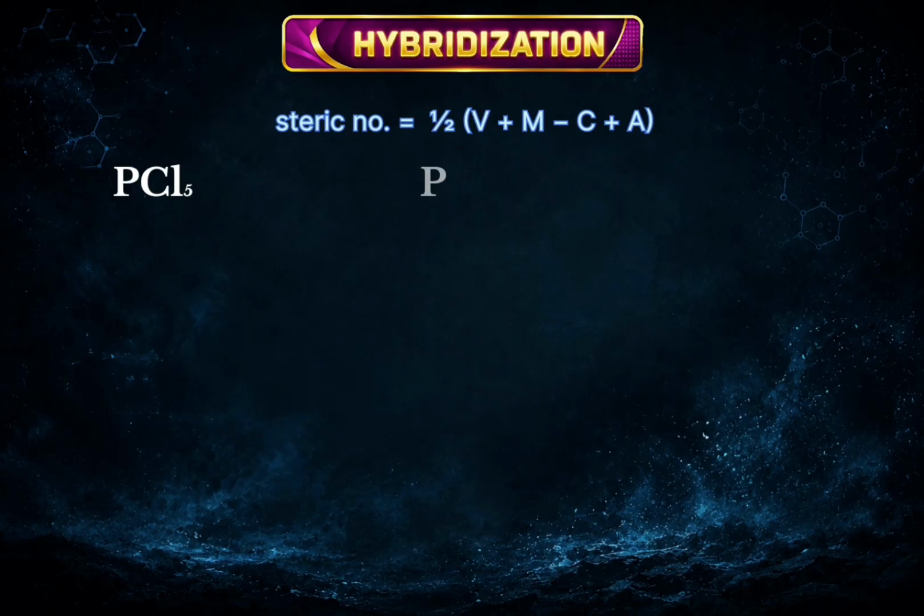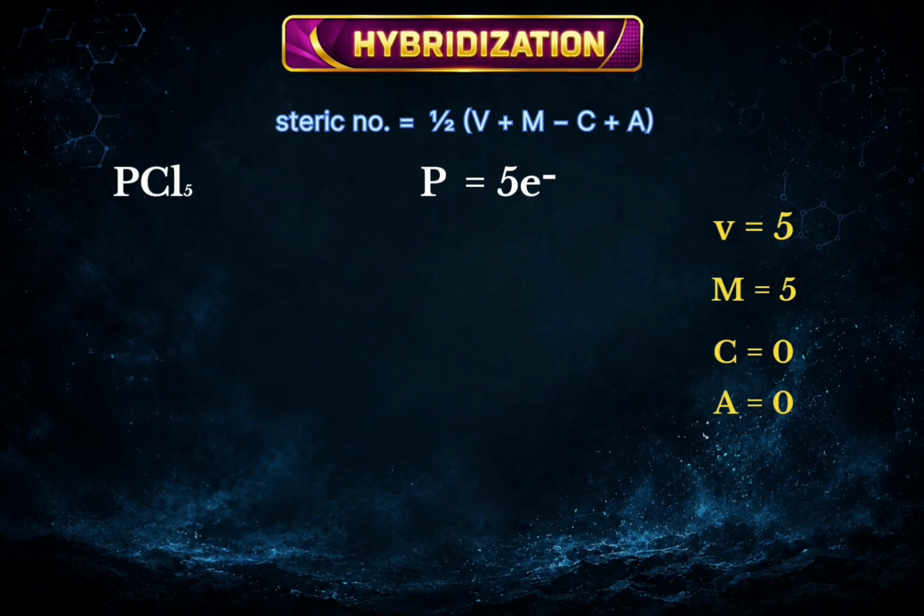PCl₅. The central atom is phosphorus. Phosphorus has 5 valence electrons, so V equals 5. There are 5 chlorine atoms attached. Chlorine is a monovalent atom. So M equals 5. There is no positive charge, so C equals 0. There is no negative charge, so A equals 0.